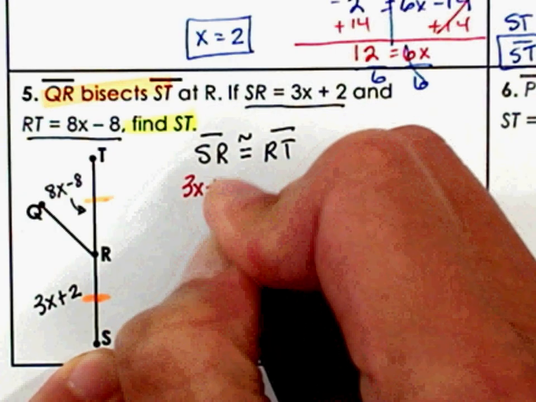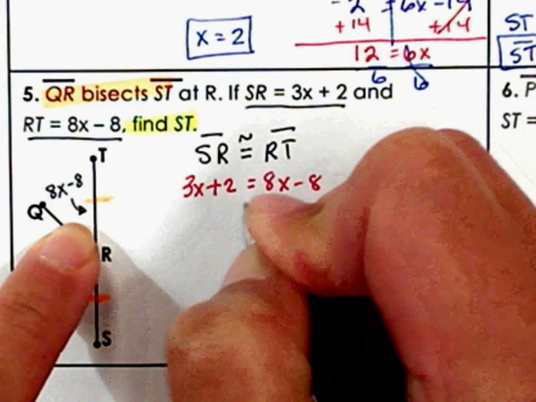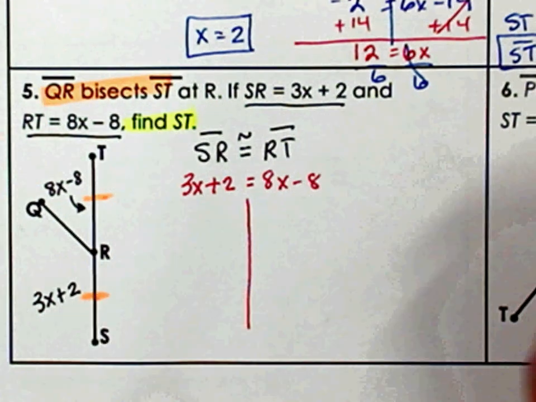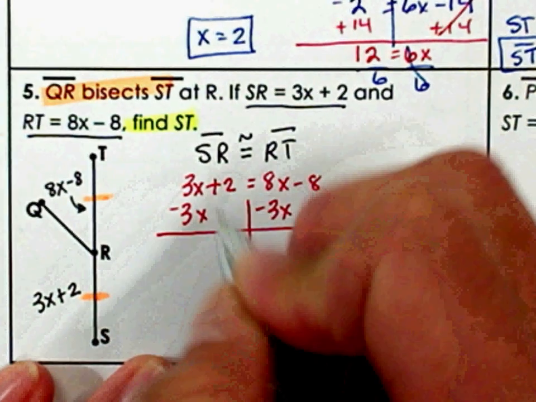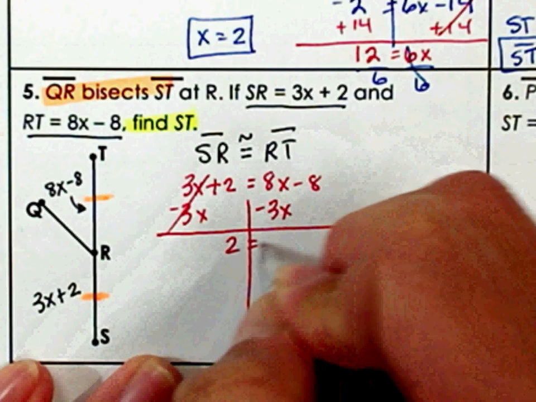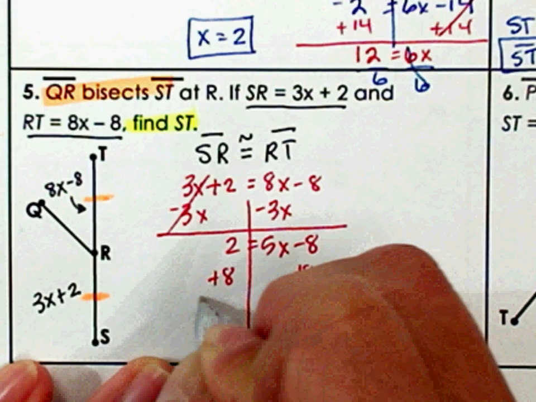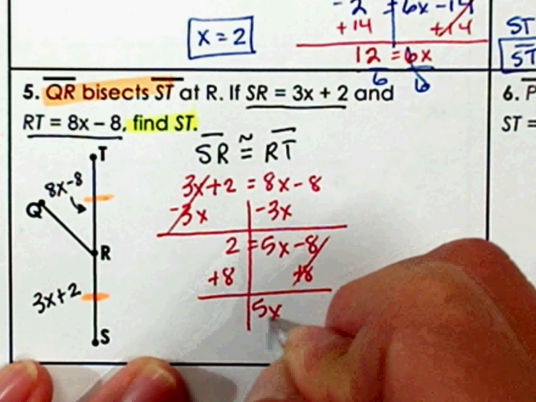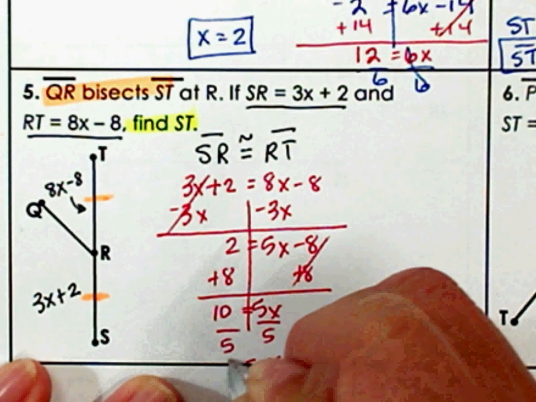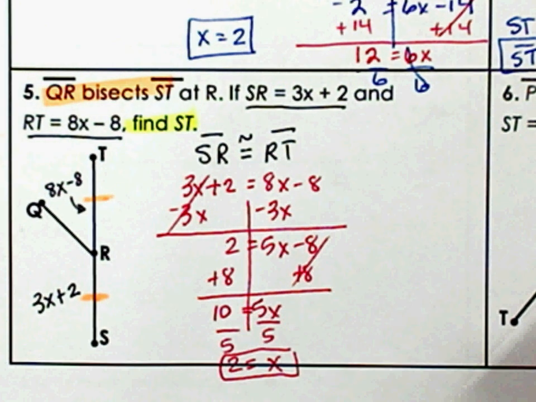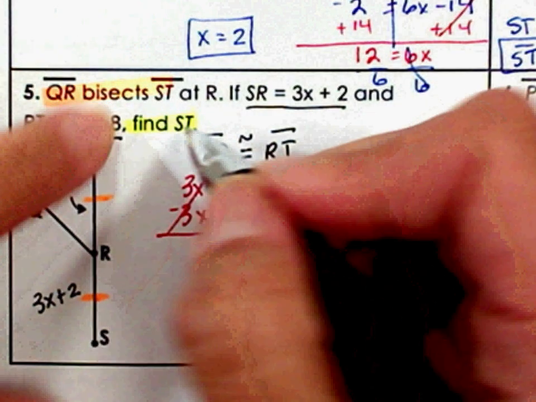All right, here we go. SR, 3x plus 2. RT, 8x minus 8. All right, this left side is smaller. Minus 3x, minus 3x. Cancel. 2 is equal to 5x minus 8. Add 8, add 8. Cancel. 5x is equal to 10. Divide by 5. X is equal to 2. But you are not finished. Look what it says. Find ST.